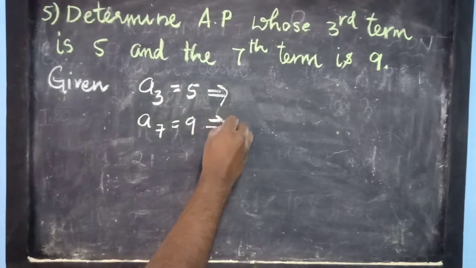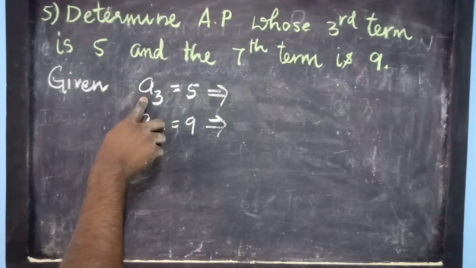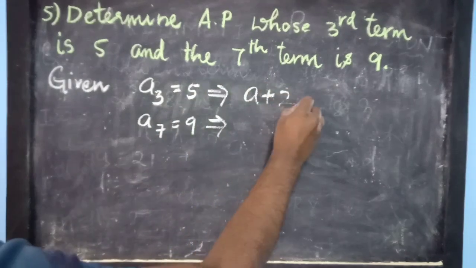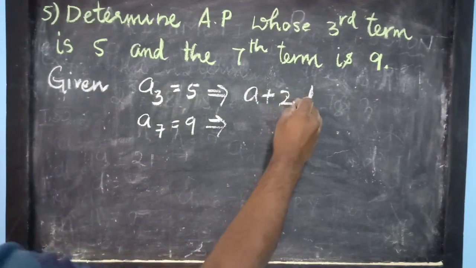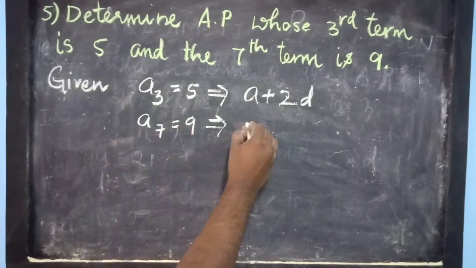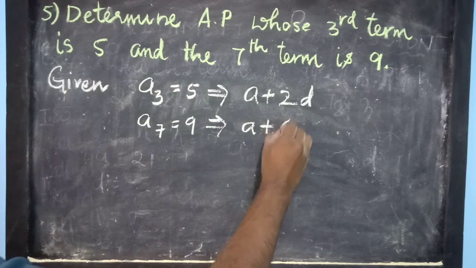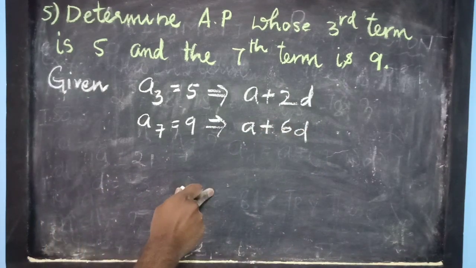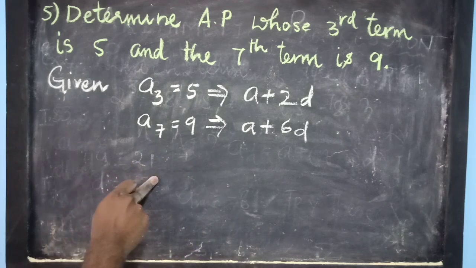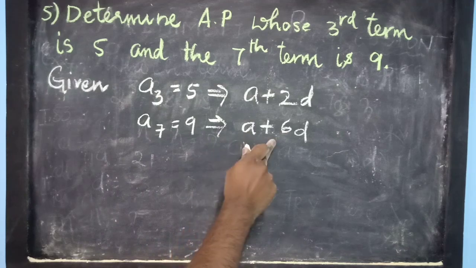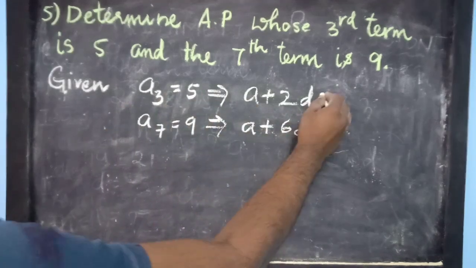Students, I can write A3 as what? A plus 2D. A3 is A plus 2D. What is A7? A plus 6D. What is A9? A plus 8D. What is A10? A plus 9D. In the same way, A7 equals A plus 6D, A3 equals A plus 2D.